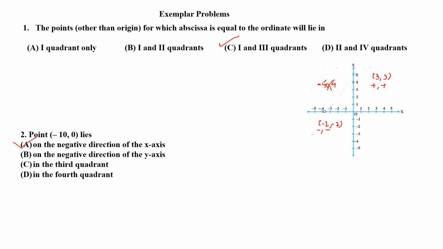So first of all, how did I identify it is the x-axis? Because the y coordinate is 0. When the y coordinate is 0, it means the point will lie on the x-axis. In the summary also I've explained all those things, isn't it? Now moving to the next question.